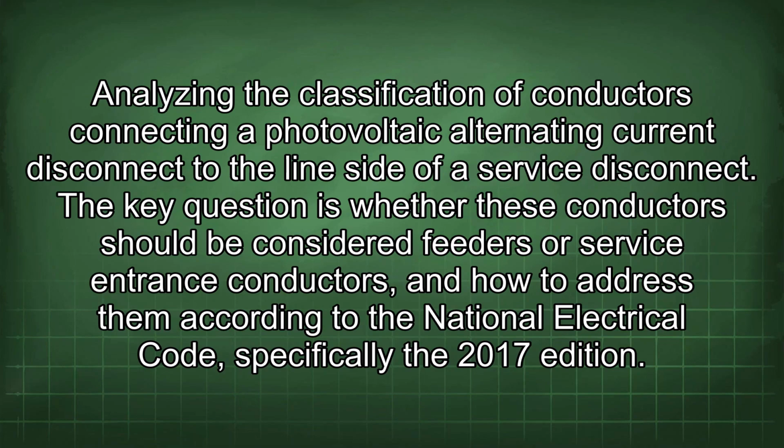Analyzing the classification of conductors connecting a photovoltaic alternating current disconnect to the line side of a service disconnect. The key question is whether these conductors should be considered feeders or service entrance conductors, and how to address them according to the National Electrical Code, specifically the 2017 edition.